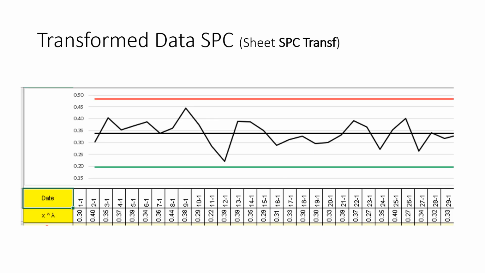Now we can use an individuals variables SPC chart with this transformed data in sheet SPC Trans. So, we are controlling with SPC the transformed data instead of the original data, and we see no out-of-control symptoms in this case. Our process time is stable in spite of its high variance. This means it has not changed significantly along these 3 months.